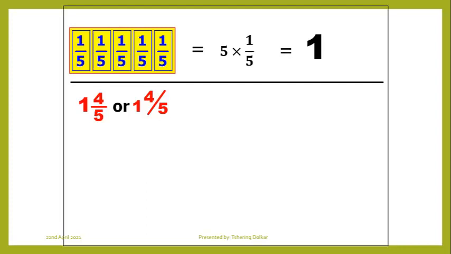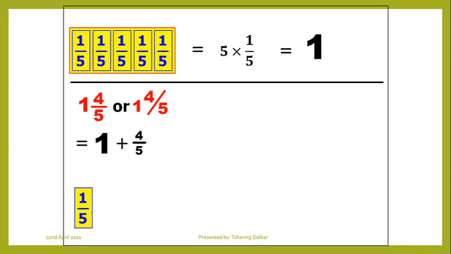So there we see one whole. So how many 1/5 do we need to make it into one whole? Here the denominator is 5, so that's why we are trying to make one whole using 1/5. So here let's see, we have 1 whole plus we have 4/5. Now let's make 1 whole.